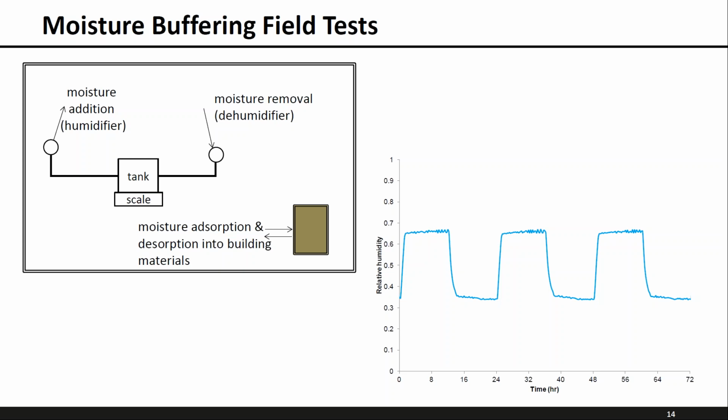What I'm showing here is an experimental method we use to measure the moisture added and removed from a house. The way we did that is we put a tank on a scale and we weighed the change in mass of that tank as we added or removed humidity. The plot at the right shows the profile we used. So we're adding a lot of moisture and removing a lot of moisture to get a square wave type profile of relative humidity. We went to 65% relative humidity for 12 hours, and then we removed moisture to get down to 35% relative humidity for 12 hours. This gives us a large signal to measure the effects of moisture buffering.